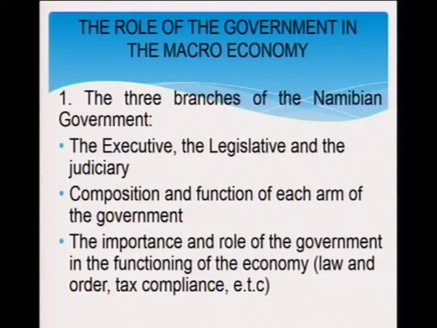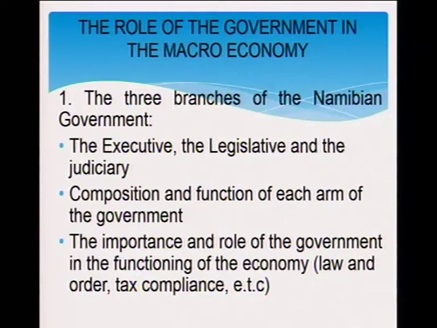This is very important. You need to know what is the composition of the judiciary. The judiciary, like the courts, the Supreme Court, the High Court, the lower courts. What is the composition and what is the function? What is the role of the High Court? What is the role of the Supreme Court and all that?